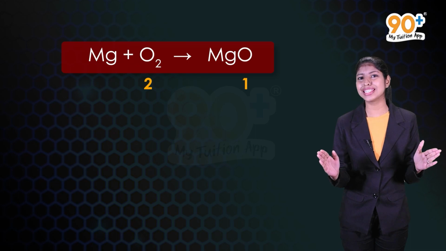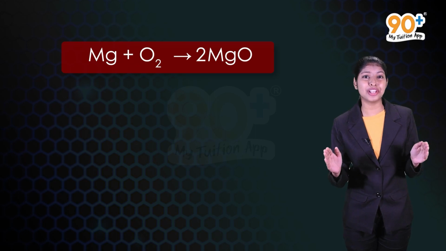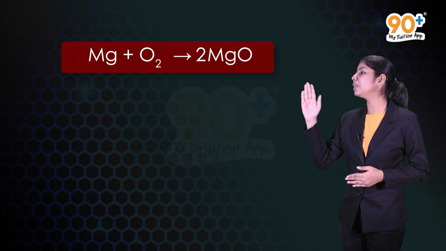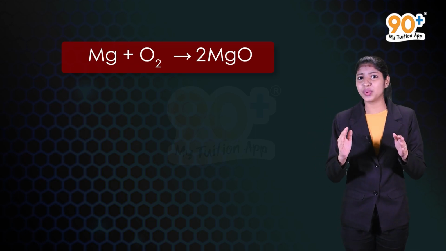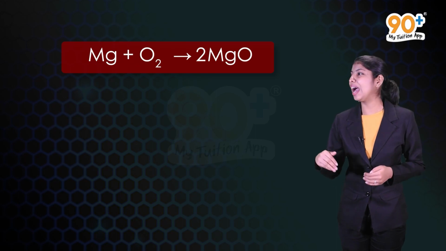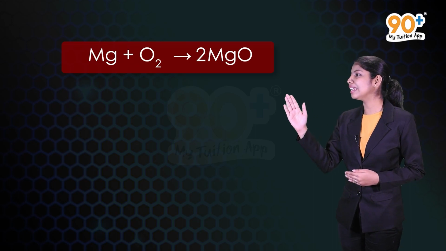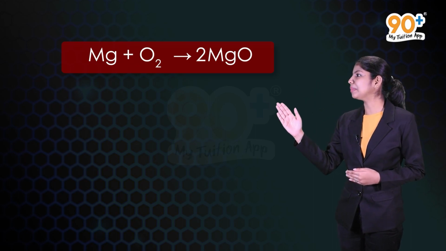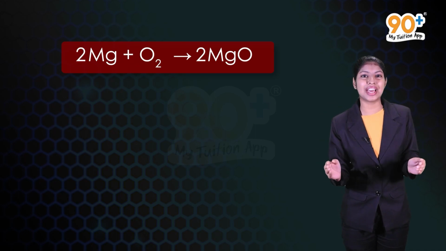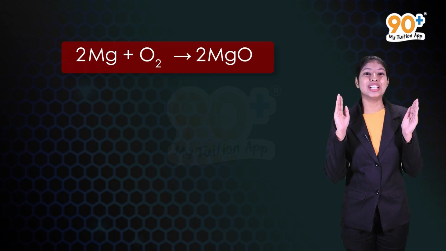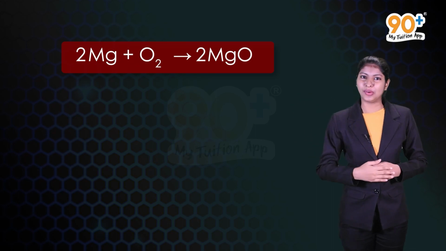To balance oxygen atoms, we can put coefficient 2 on the RHS. So the partially balanced equation becomes Mg + O2 gives 2MgO. Now you tell me, is this a balanced one right now? Now we have 2 oxygen and 2 magnesium on the right hand side, but on the left hand side only 1 magnesium is present. Therefore, we can put a coefficient 2 on the left hand side as 2Mg. So we have 2Mg + O2 gives 2MgO.